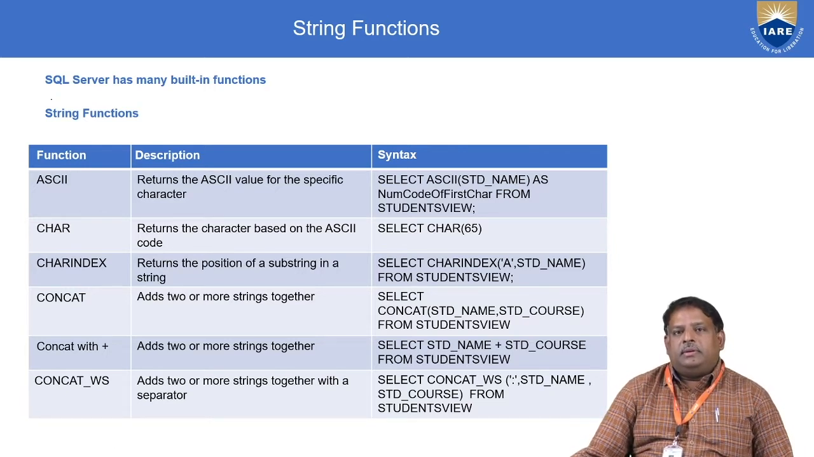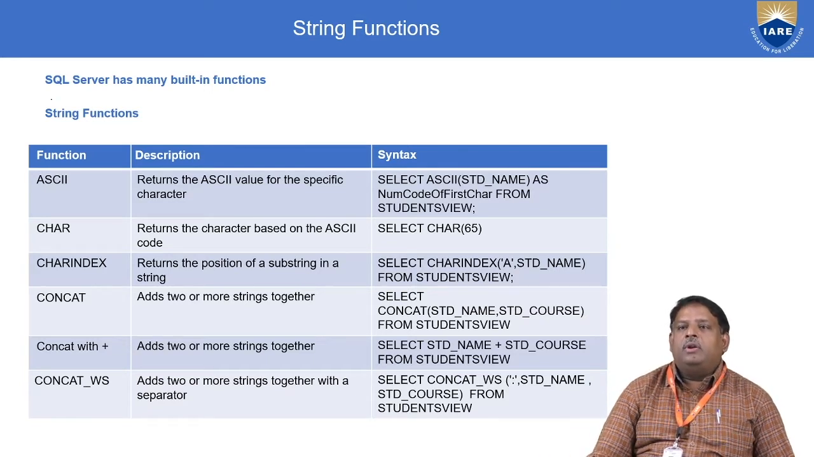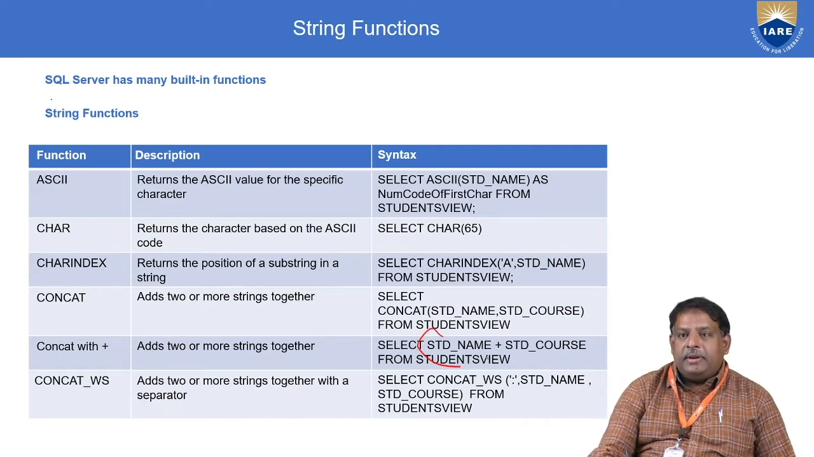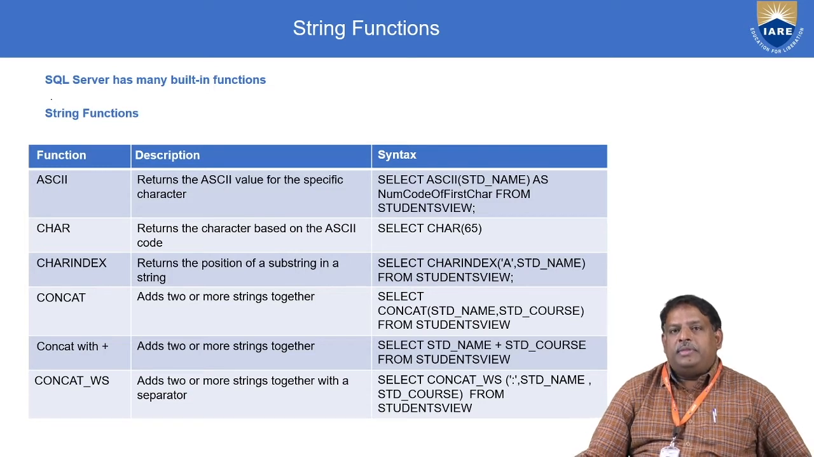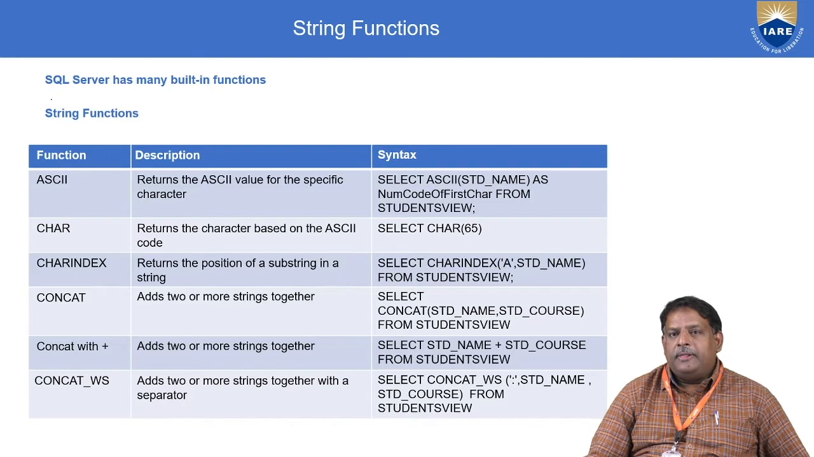Next is concat with plus. Similar to concat, this adds two or more strings together. Earlier we were using the concat keyword. Now we are not using the keyword. We just say select std_name plus, which is the concatenation symbol, and std_course. By this plus we are able to concatenate two strings. Here there is no keyword called concat.